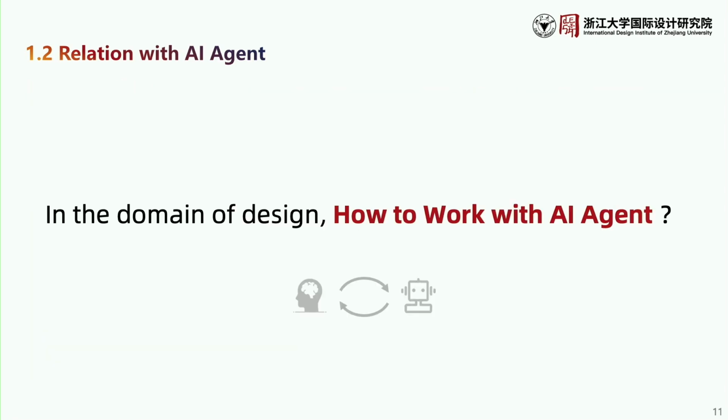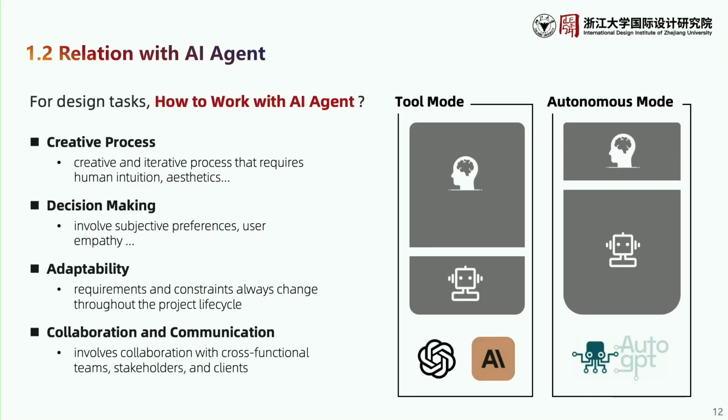My question is, in the domain of design, how can designers work with AI agents? Let's see what the future of design is. First, design is a very creative process, and it contains a lot of decision making. Design is also adaptable, and it requires collaboration and communication. So tool mode or autonomous mode, which mode is suitable for the design process?